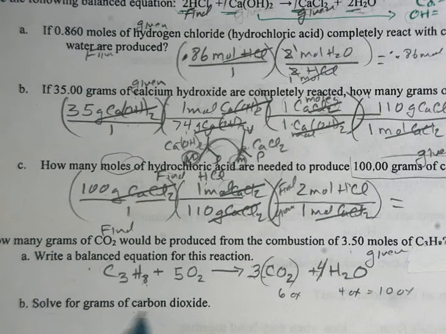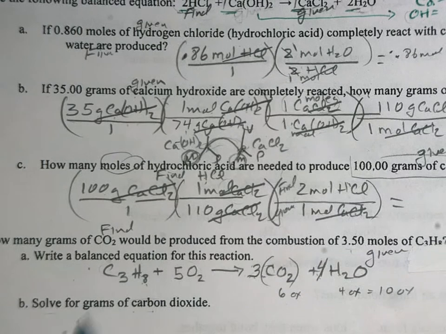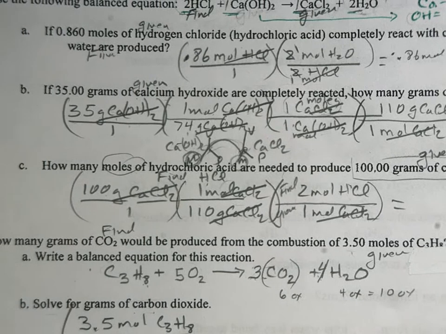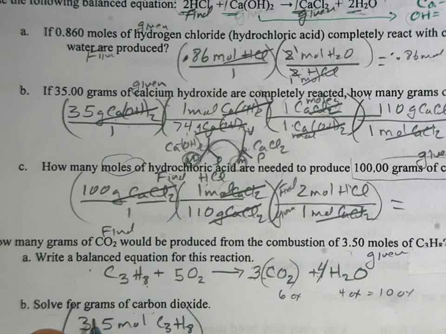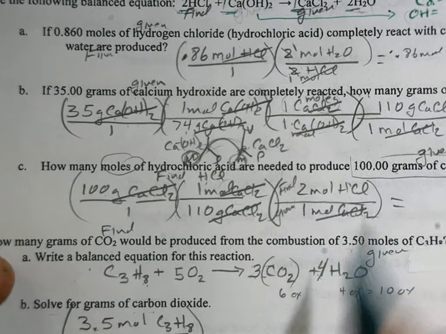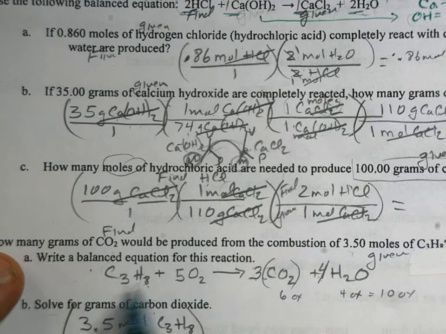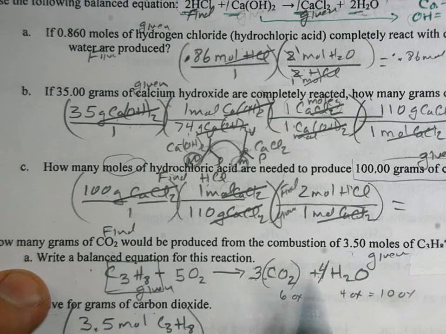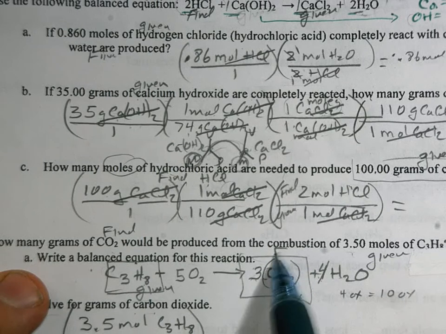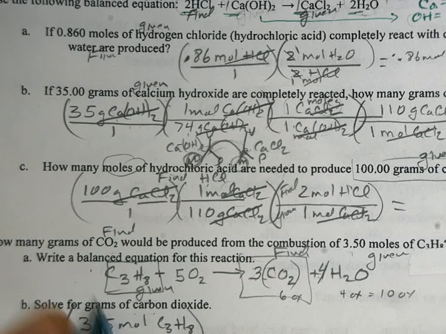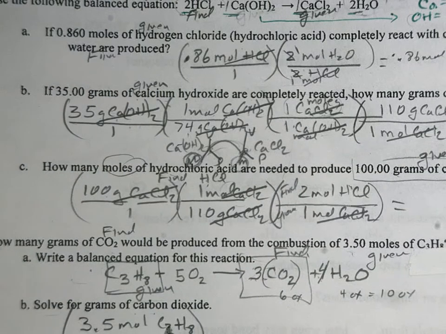Solve for grams of carbon dioxide. This is our given, 3.5 moles of C3H8. That's the given. Now we've got our balanced equation. So how many grams? So let's see now. The given in this problem is over here, given. And we're trying to find CO2, so I'm going to label that find. Okay, so at this point we're at this many moles.